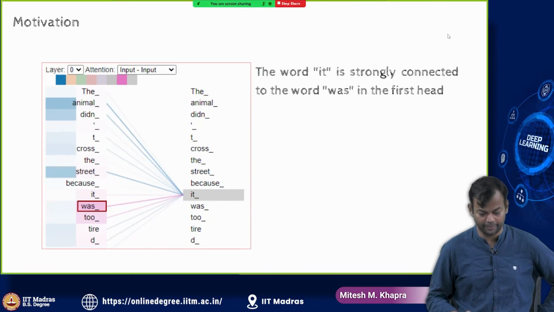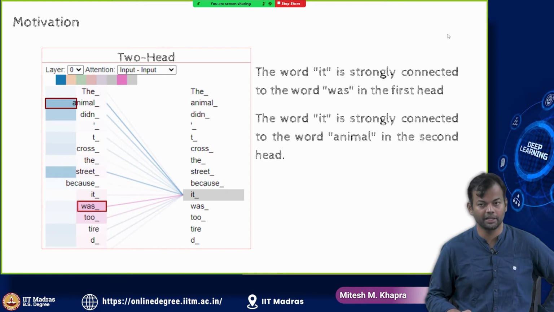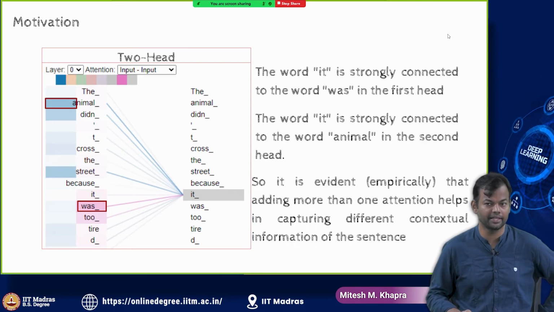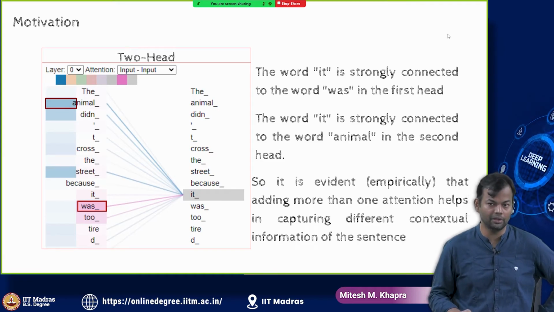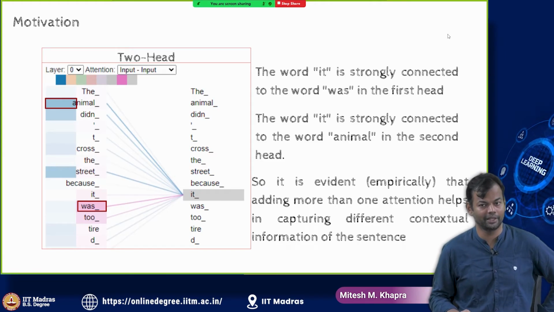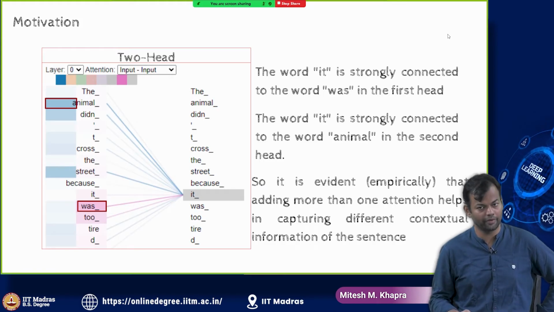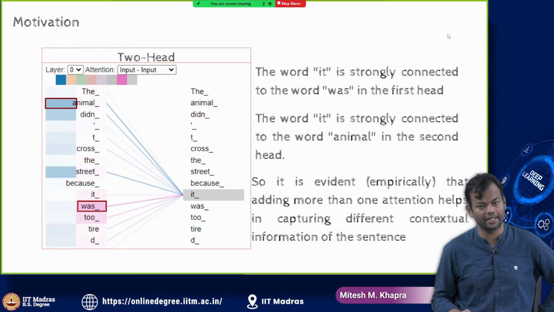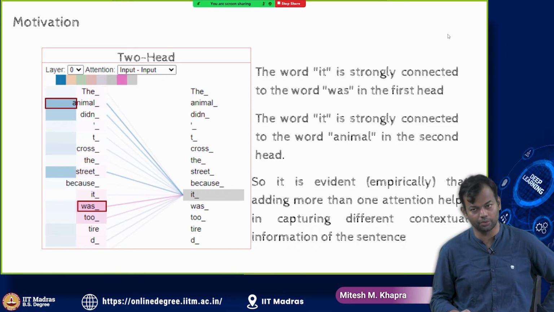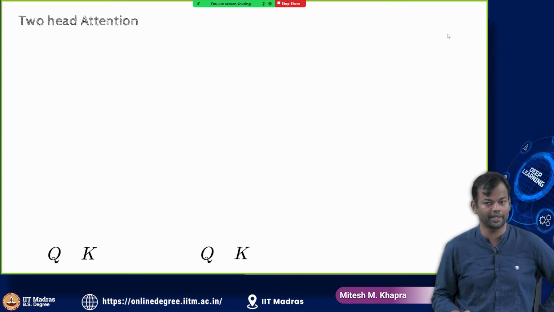I already explained this, I'll just skip over this. The same thing, whatever I explained: in one case it would want to focus on "was", in the other case it might want to focus on "animal". And this is actually from an actual trained transformer. So we looked at the attention weights. There were two heads, and we found that in one of the heads it is giving higher attention to "animal", and in the other head it is giving higher attention to "was". So it does learn to do such things. So this is what a two-headed attention would look like.